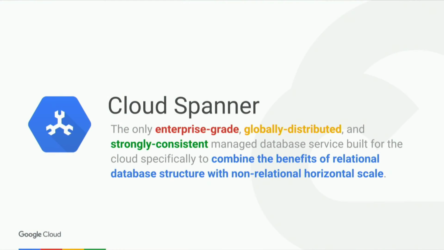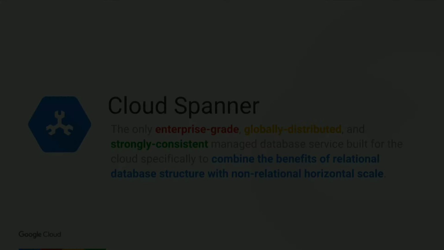Good morning. So, as Tom said, I'm Neil Markwick. I'm here to talk to you about Cloud Spanner. So what is Cloud Spanner? It's the only enterprise-grade, globally distributed, and strongly consistent database service built specifically for the cloud, combining benefits of relational database structure with non-relational horizontal scale. It is unique in the marketplace in that it combines transactions, SQL queries, and relational structure with the scalability you typically associate with non-relational or NoSQL databases.